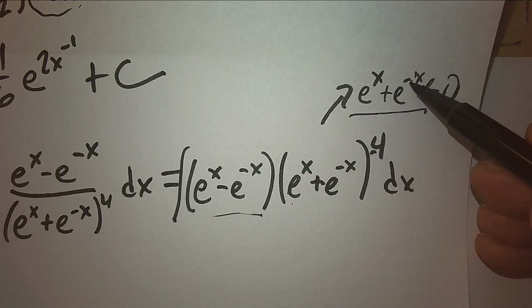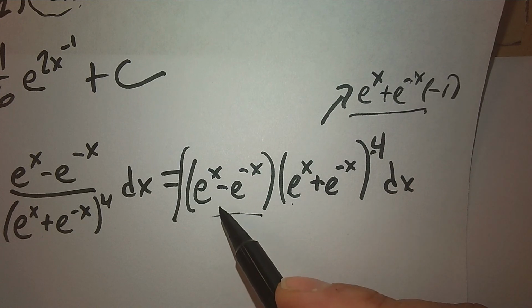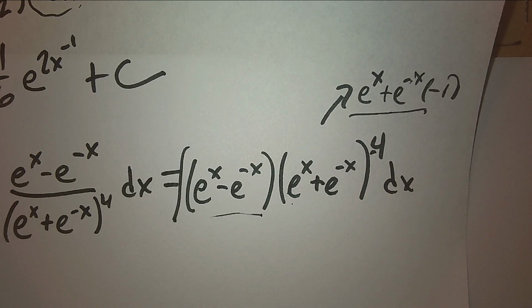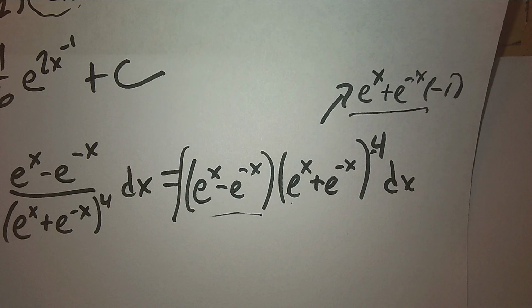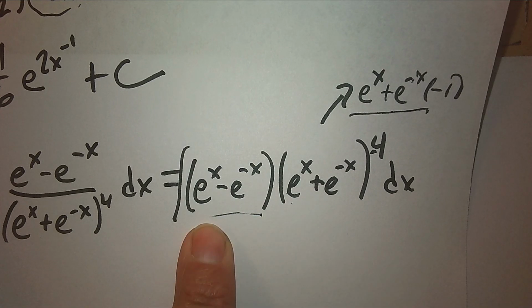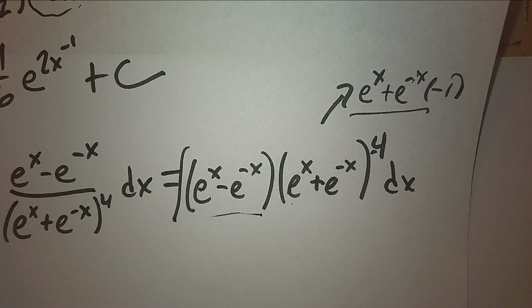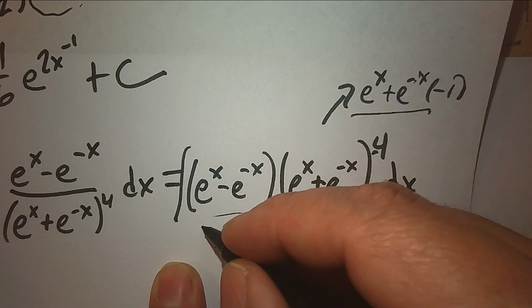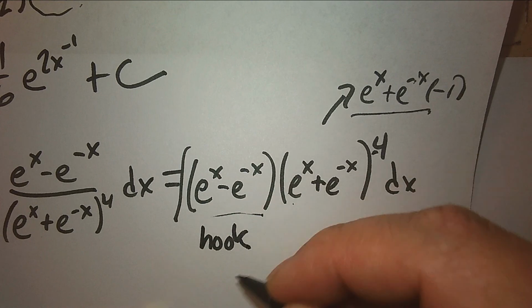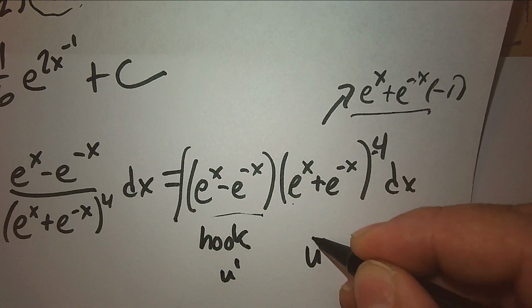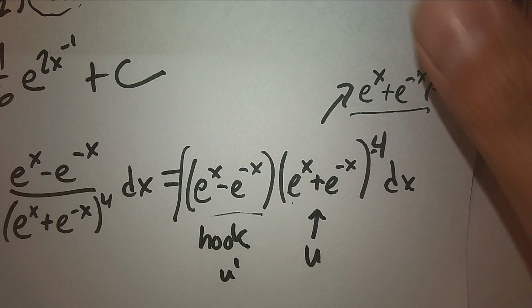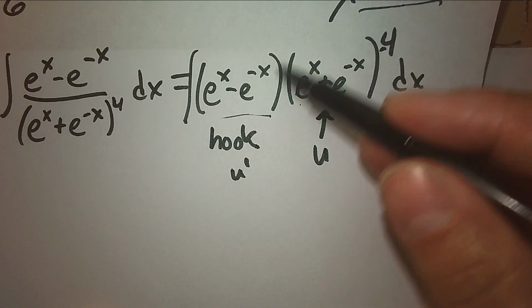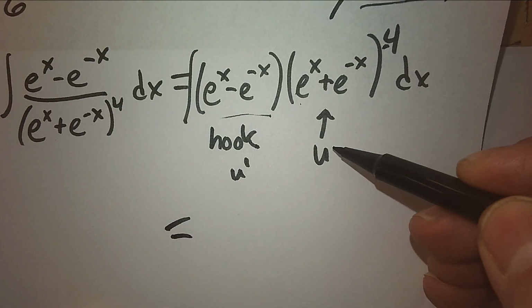E to the negative x times -1 is the same as subtract e to the negative x. In other words, we have the hook, and we don't even need to change anything. It's already set up to integrate. What's in front is the hook. This is the u prime. This here is just the u. So in other words, integrate the u part and the hook's there.